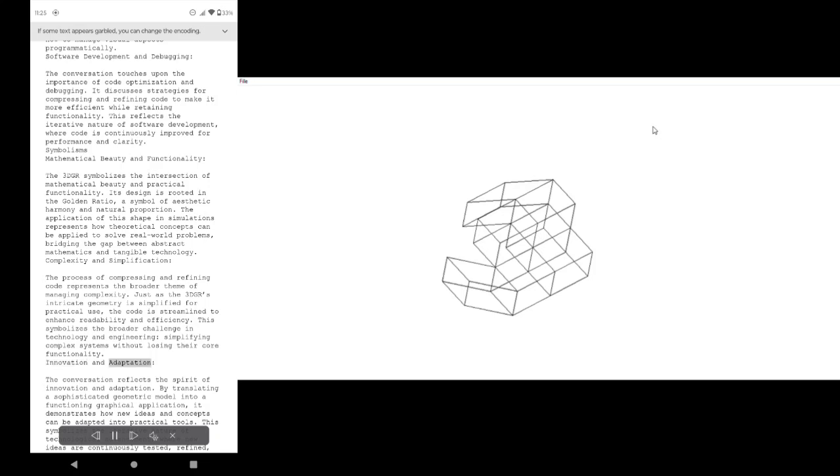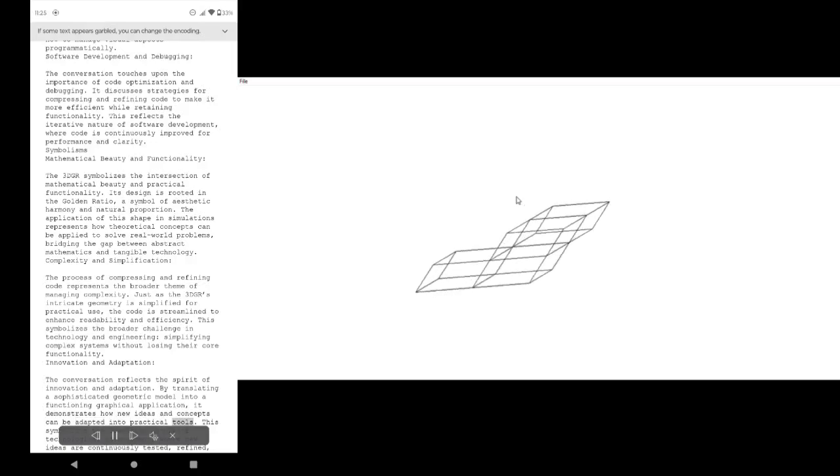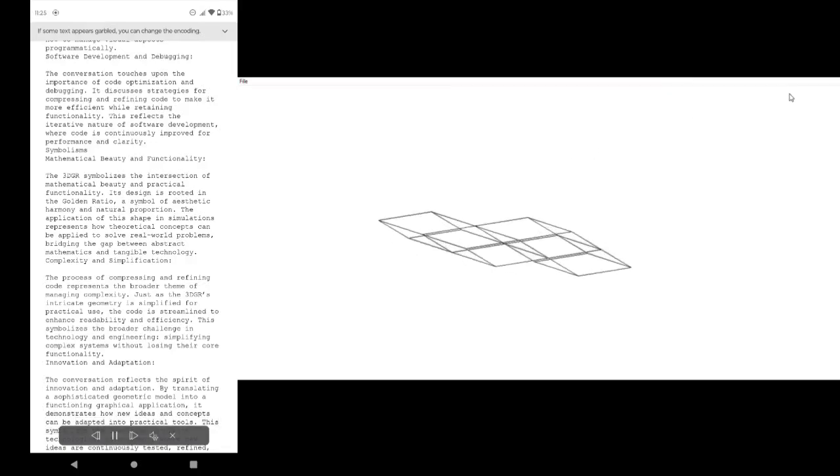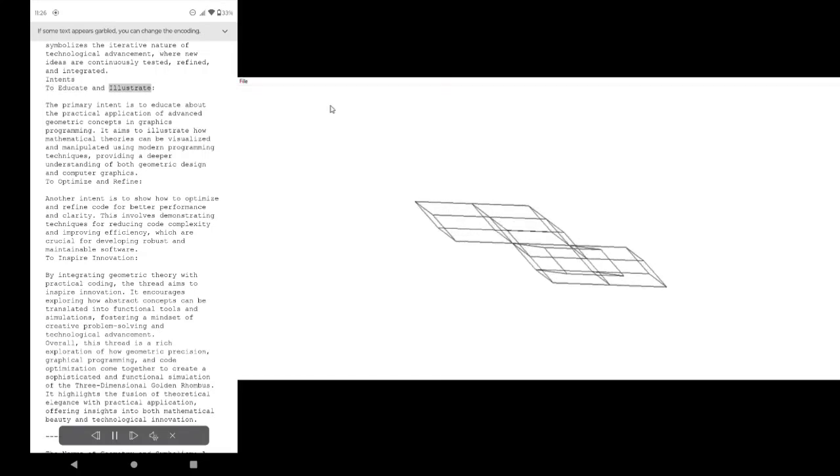Innovation and adaptation. The conversation reflects the spirit of innovation and adaptation. By translating a sophisticated geometric model into a functioning graphical application, it demonstrates how new ideas and concepts can be adapted into practical tools. This symbolizes the iterative nature of technological advancement, where new ideas are continuously tested, refined, and integrated. Intents. To educate and illustrate.